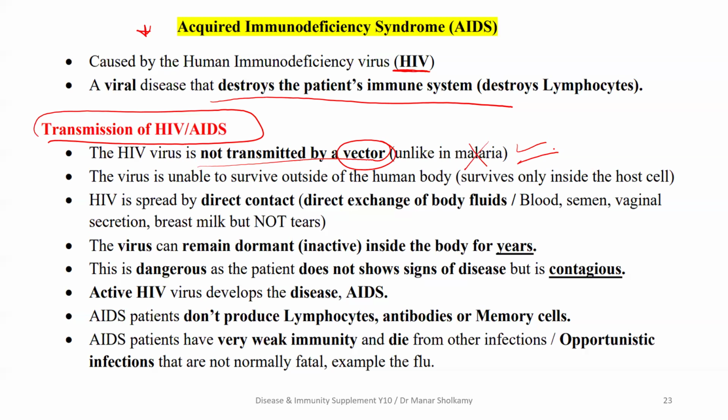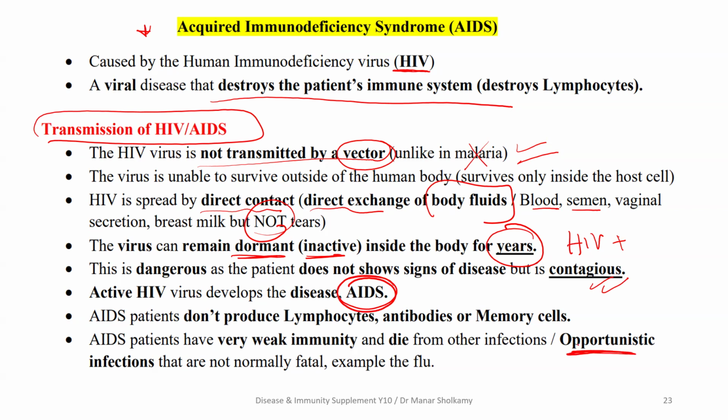The virus is caused by direct contact, which is direct exchange of body fluids: blood, semen, vaginal secretion, breast milk, but not tears and not saliva. The problem with the virus is that it can remain dormant or inactive for years. In that case, you will be HIV positive and you will be contagious. So you can give it to others. And when it becomes active, you now have active AIDS and you die from opportunistic infections, diseases that are waiting for the right opportunity for your immune system to drop. For example, the flu. This is the easiest example.